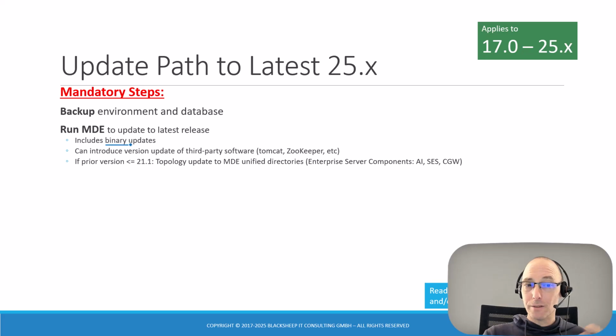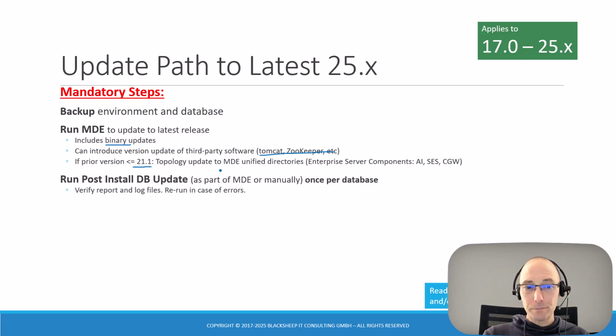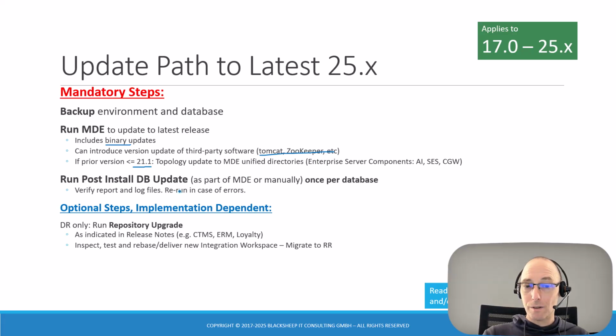So binary means the Siebel binaries or third-party software, Tomcat, Zookeeper, get updated. And also there's a topology update if you come from a quite old pre-21.1 version. Then you have the mandatory post-install database update, which we'll cover in the next slide. And you have several optional steps, one of which is the repository upgrade.